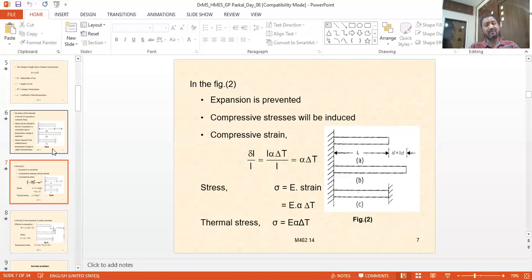Now stress is equal to modulus of elasticity into strain. So the compressive stress sigma is equal to E into strain. Here we got the strain value equal to alpha into delta t. So the stress is equal to E into alpha into delta t. So the thermal stress induced in the bar is equal to E into alpha into t.